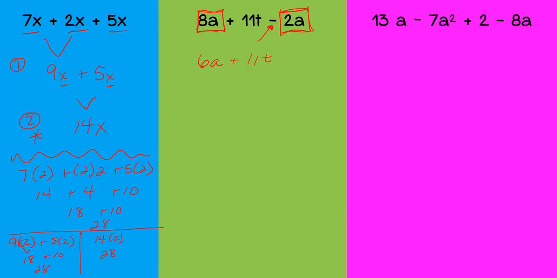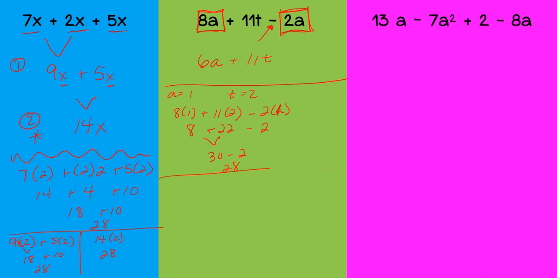11t. And again, you can double check that by plugging in a number for a and a number for t. So for a, let's go ahead and just put 1. Let's make it simple. And then for t, let's go ahead and plug in 2. So if I plug in 1 for a, I'd have 8 times 1 plus, and plug in 2 for t, I'd have 11 times 2 minus 2 times 1. So I have 8 plus 22 minus 2. 8 plus 22 is 30. Subtract 2, I get 28.